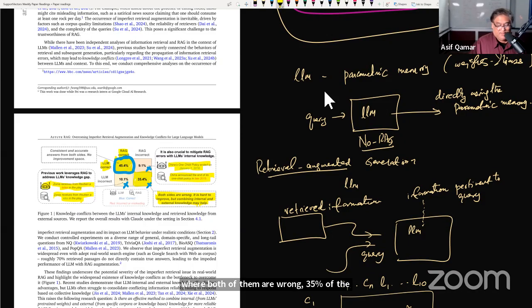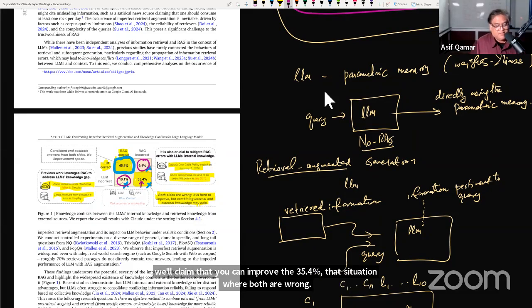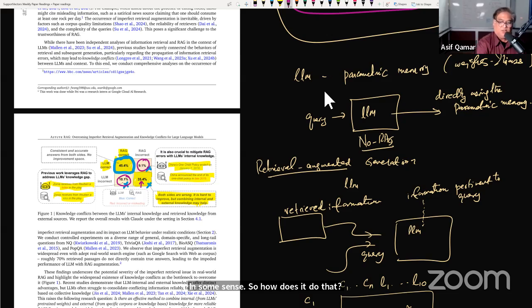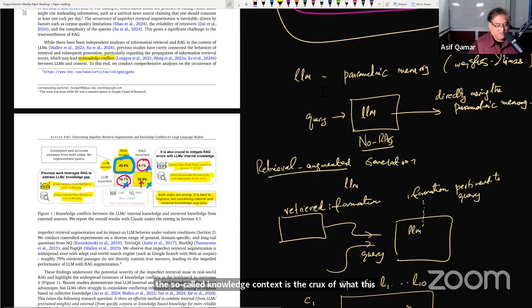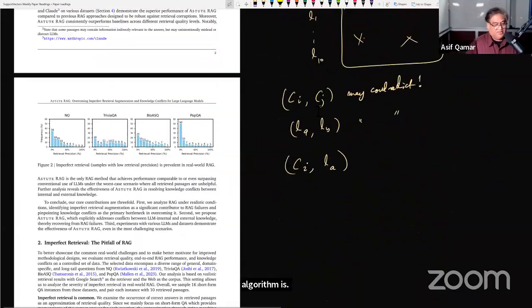Right? Now the question is, what can this paper do? This paper will try to create things that will improve this situation and this situation, and will claim that you can improve the 35.4%, that situation where both are wrong, also in some sense. So how does it do that? How does it deal with the contradictory information? The so-called knowledge conflicts is the crux of what this algorithm is. So I will just jump ahead straight to the algorithm.